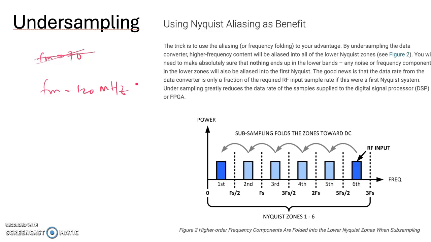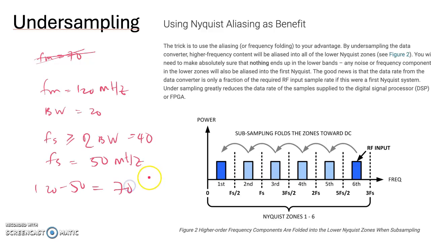So how do we do this? The bandwidth is 20. So how do we do it? If I were to use a sampling rate that is greater than 2 times the bandwidth, which is 40, and I still choose my FS to be 50, 120 minus 50 is simply 70, which is nowhere near the first Nyquist zone.